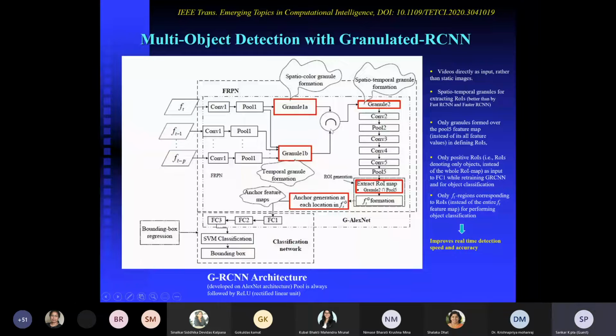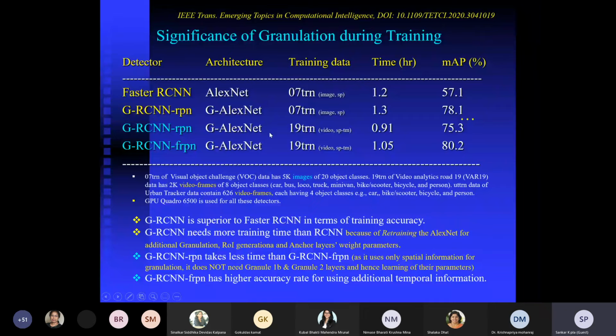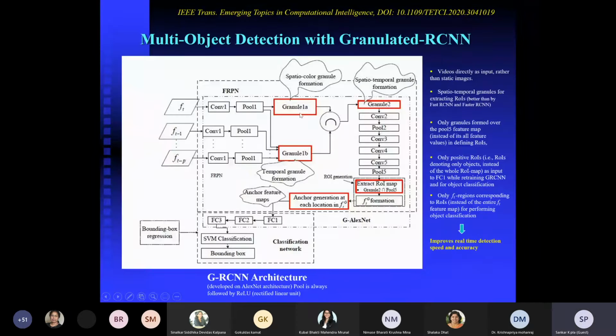So if you look at this, you have trained with image data, and look at this one. First RCNN, GRPN. If you take that one, mean accuracy precision has improved significantly compared to the first one. However, the training time has increased because of the addition of granule 1, granule 2.